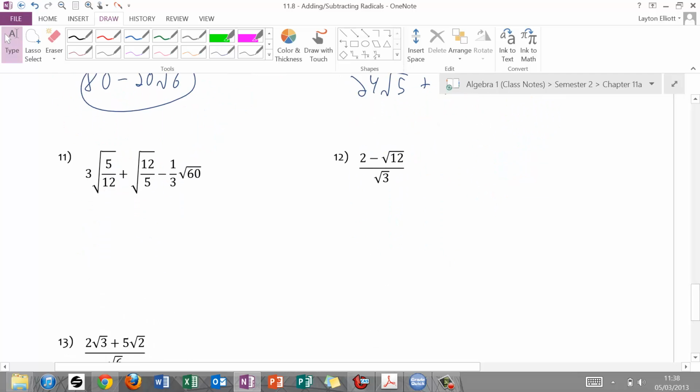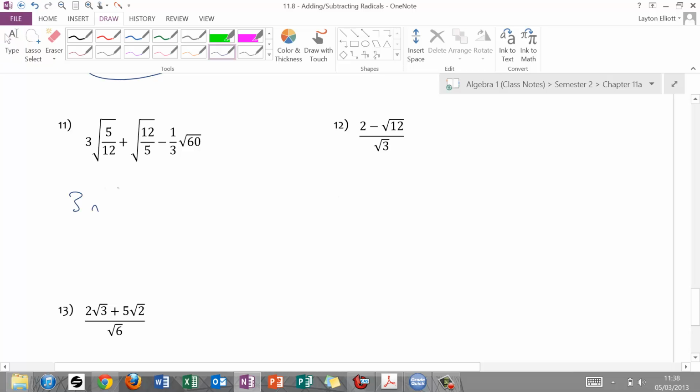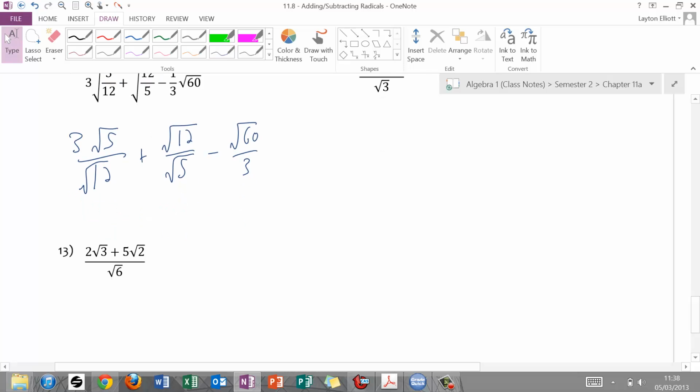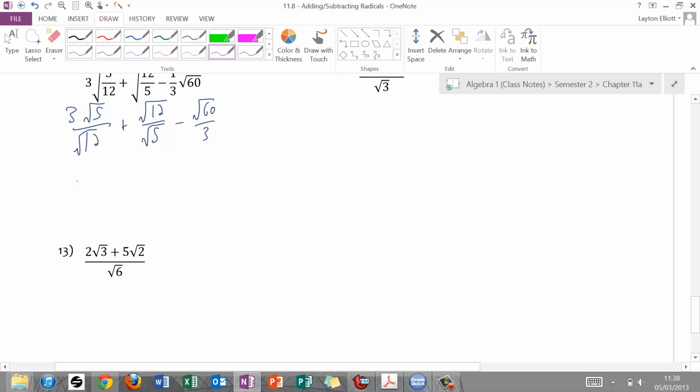Number 11, we've got some simplifying to do. We have 3 radical 5 over radical 12 plus radical 12 over radical 5 minus, then I have radical 60 over 3. So I'm actually going to need a lot more space for this one because we have to simplify some radicals. Remember, radical 12 is 2 radical 3, so I have 3 radical 5 over 2 radical 3 plus 2 radical 3 over radical 5, then minus, 60 is 4 times 15, so that's 2 radical 15 over 3.